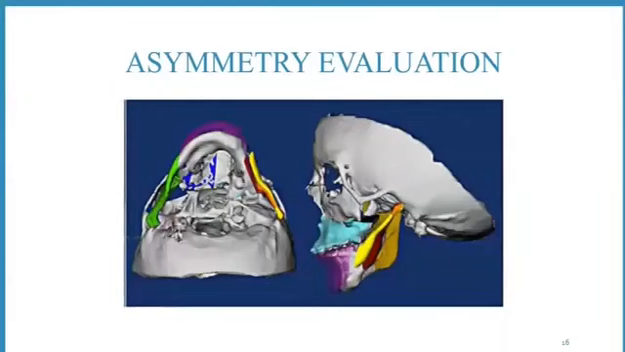This can be taken a step further by incorporating the CBCT in the surgical planning. For example, this picture shows the displaced segments which need to be surgically repositioned to correct the facial asymmetry.